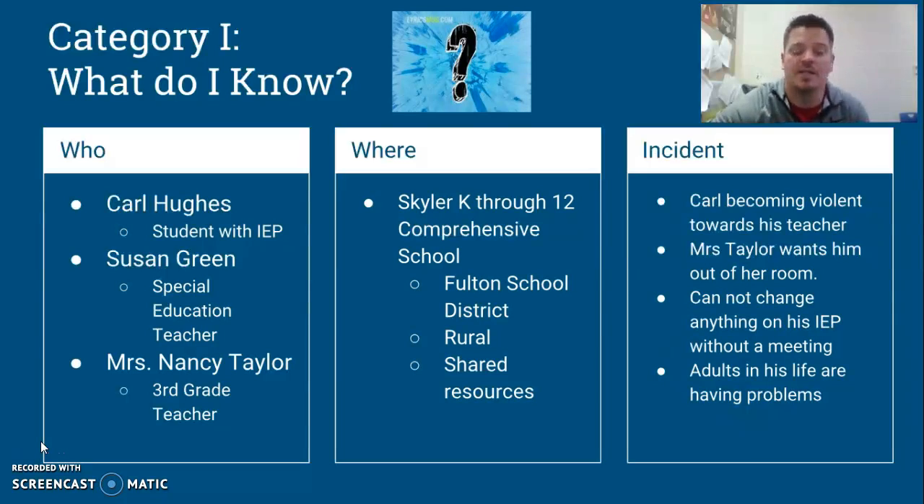Where this is happening, it's happening at Schuyler K through 12 Comprehensive School. It is in the Fulton School District. It is a rural school district, and resources are shared among many of the schools.